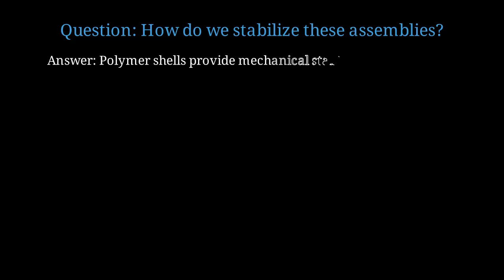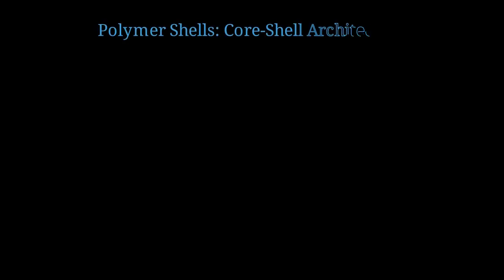Here's an important question. Once we've assembled these structures, how do we stabilize them so they don't fall apart? The answer is polymer shells. By coating particles with polymer shells, we add mechanical stability, prevent aggregation, and introduce additional functionality. Let's examine the core shell architecture in detail. The polymer shell serves multiple critical functions.